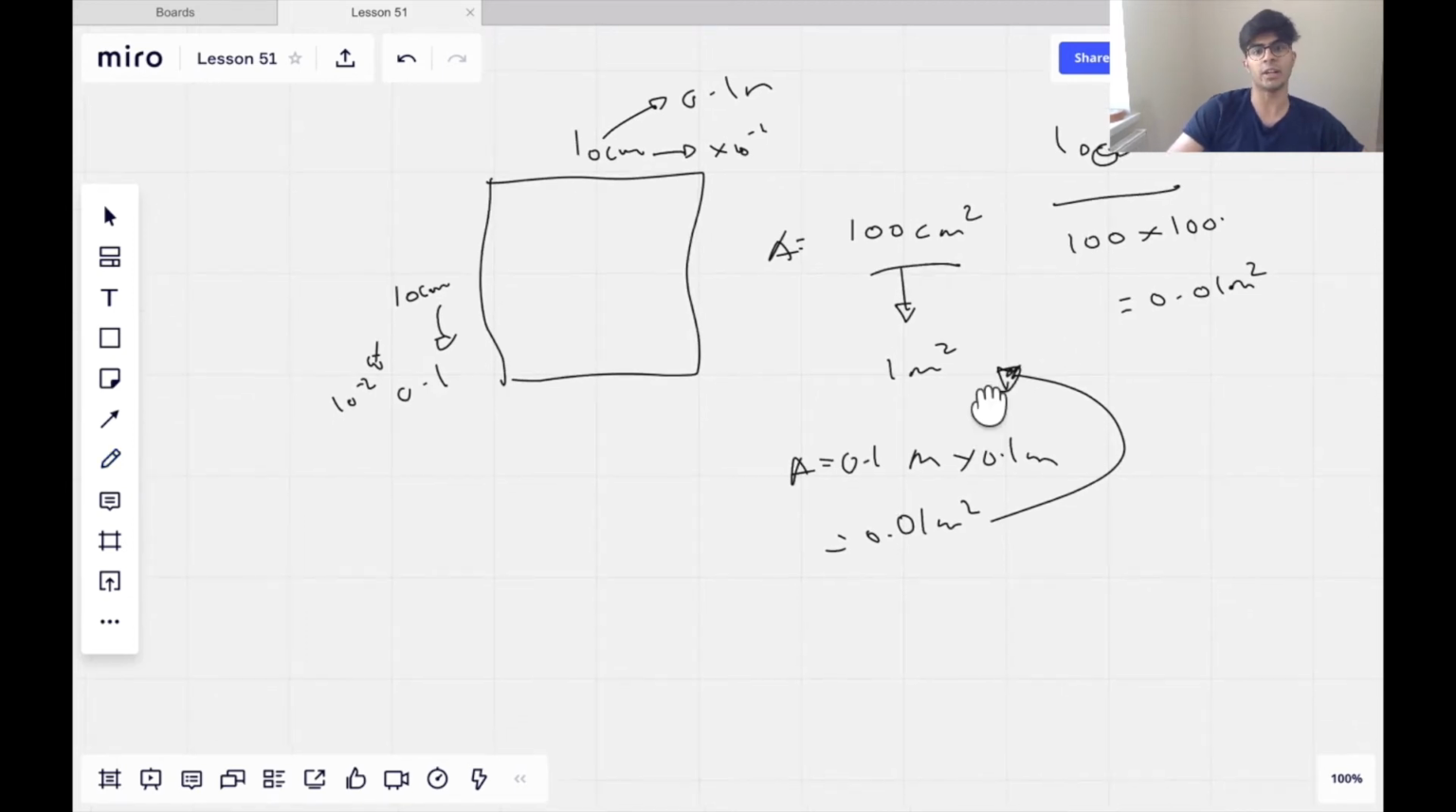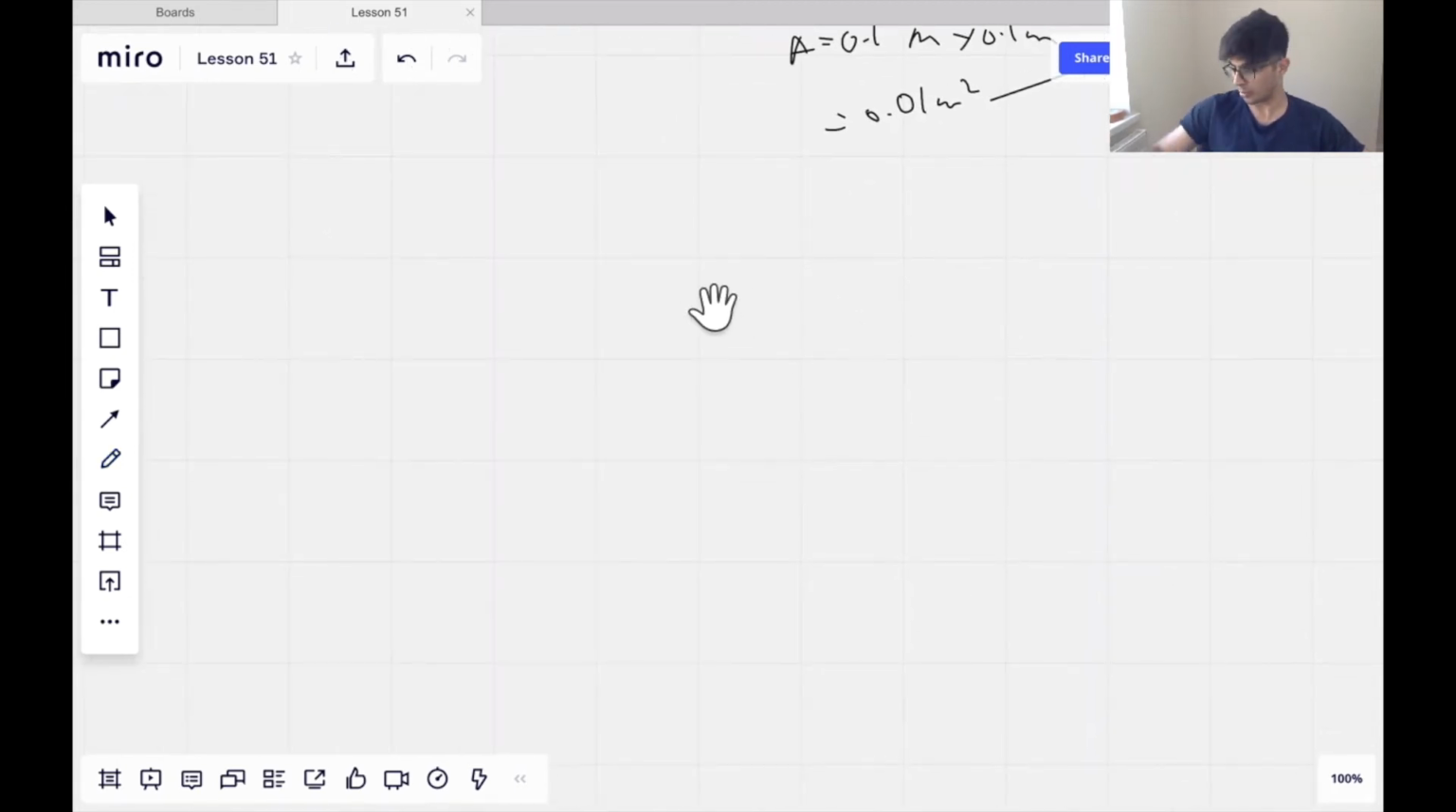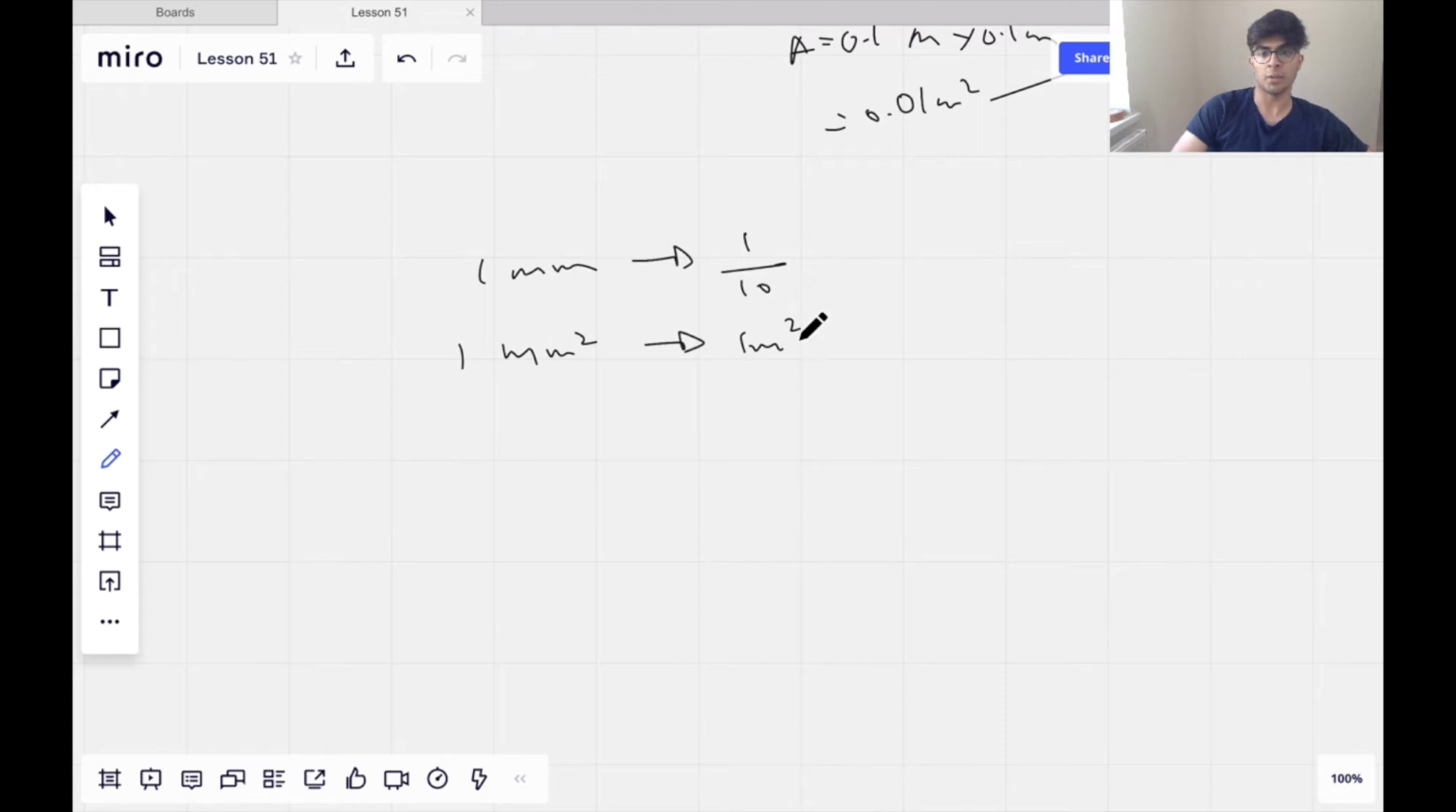In general, if I was to convert between, say, millimeters squared to cm squared, with millimeters, if we want to go from 1 millimeter to 1 cm, we do 1 divided by 10. But since it's millimeters squared, we do what this usually is, and then square it. So we multiply by 1/10 squared, like that. cm.